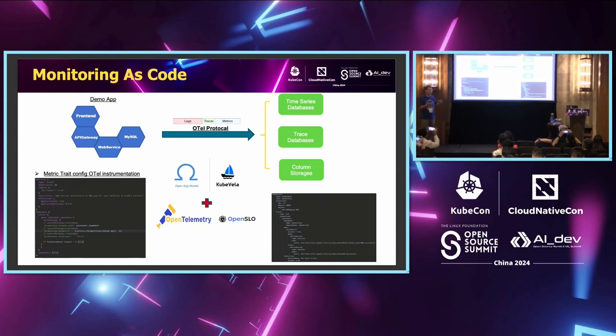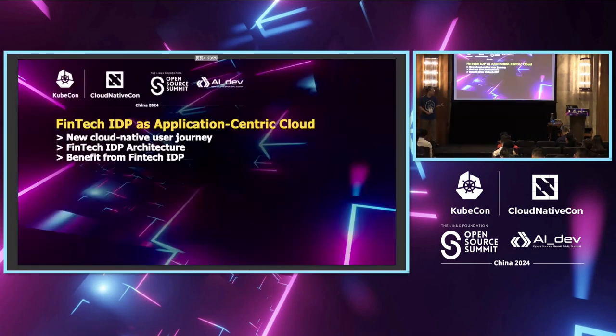After we deploy the application, we should observe and monitor it. We also use OpenTelemetry and OpenSLO, as described in CRD and implemented as corresponding controllers for monitoring. So until now, the cloud application has been abstracted by modeling and can be easily deployed and easily monitored, also in an automated, SRE way.